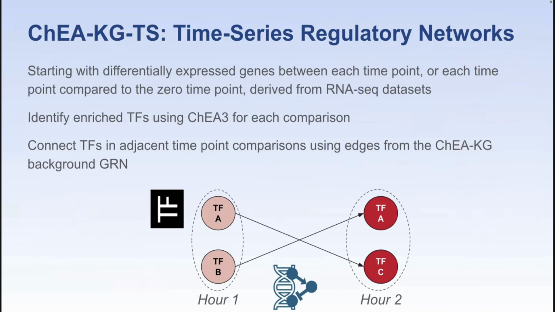So ChEA-KG-TS is a workflow to investigate time series data sets. We start with differentially expressed genes at each time point, and then submit those to ChEA-3 to identify the transcription factors that are controlling the transcriptional response at each time point. And then we can use the edges in the ChEA-KG background gene regulatory network to draw edges between the enriched transcription factors at each time point, potentially capturing the dynamics of the gene regulatory network over time.